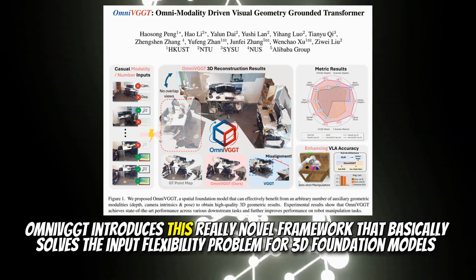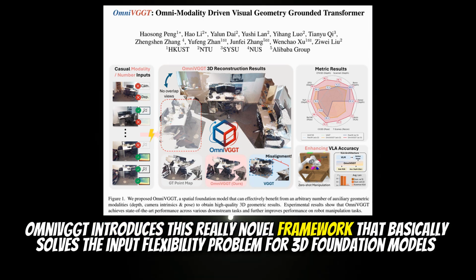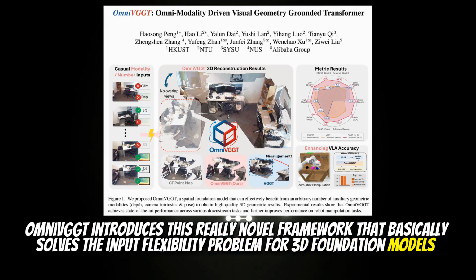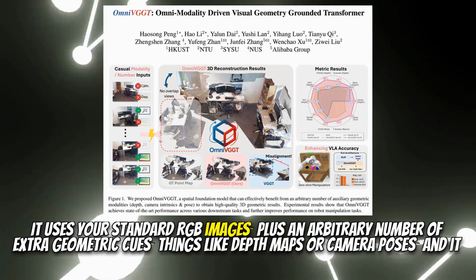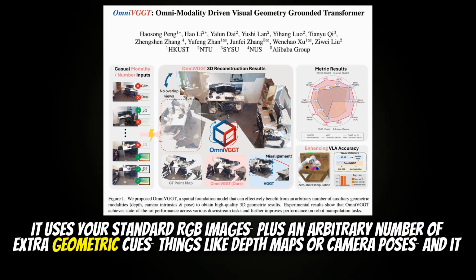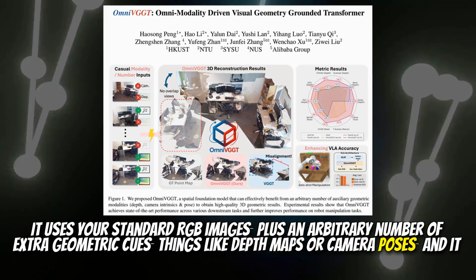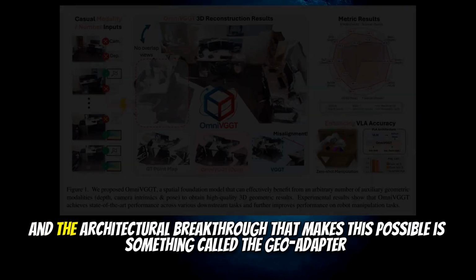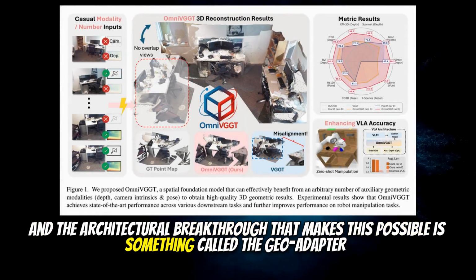OmniVGGT introduces this really novel framework that basically solves the input flexibility problem for 3D foundation models. It uses your standard RGB images plus an arbitrary number of extra geometric cues, things like depth maps or camera poses, and it unifies a whole bunch of 3D vision tasks at the same time. And the architectural breakthrough that makes this possible is something called the Geo-Adapter.